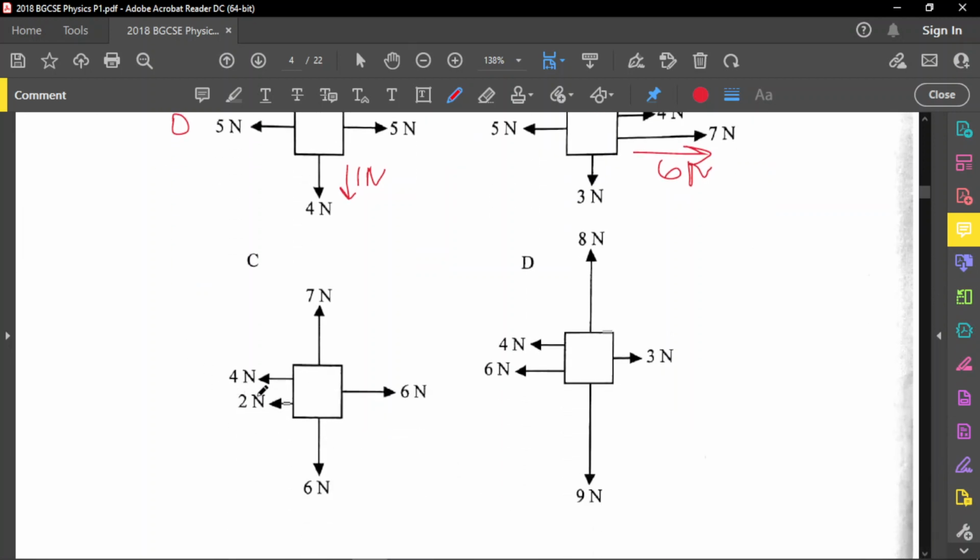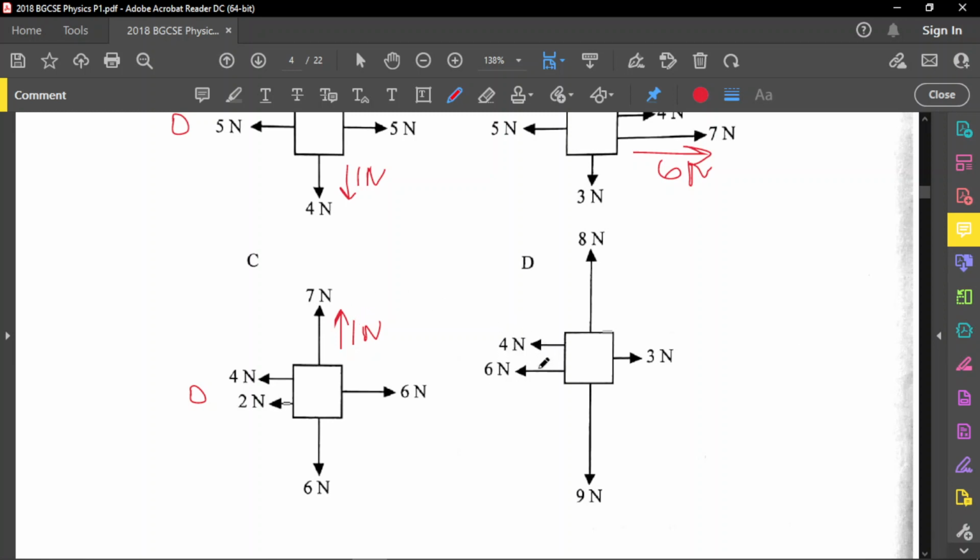In option C, the total force going towards the left is 4 and 2, which is 6, and 6 going towards the right. So in the horizontal plane in this diagram, it is 0. And look at the vertical plane: 7 newtons going upwards, 6 newtons going downwards. So the net is going upwards, and it is actually 1 Newton. All right, so 1 Newton is a net going upwards. So this is opposite to what the question is actually saying. Yeah, the 1 Newton is good, but it's not acting downwards, it's acting upwards.